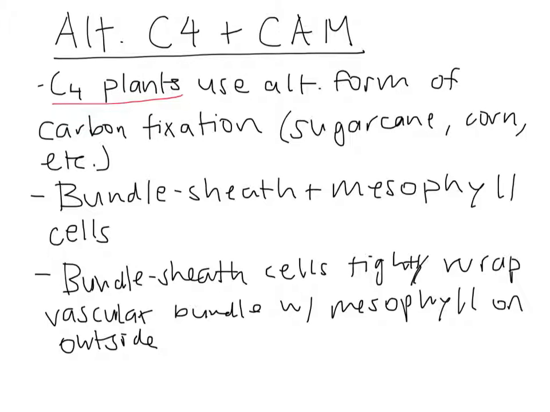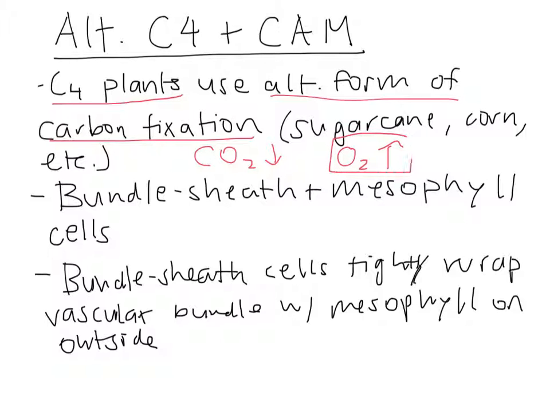So C4 plants are important because they use an alternative form of carbon fixation, especially when the climate is extremely dry and hot, and the stomata have to close up. When the stomata close up, the levels of carbon dioxide in the cell decrease, and levels of oxygen increase. And regular Rubisco in the Calvin cycle actually has a higher affinity for oxygen in this environment, and this leads to a phenomenon called photorespiration, and this is extremely inefficient for the cell.